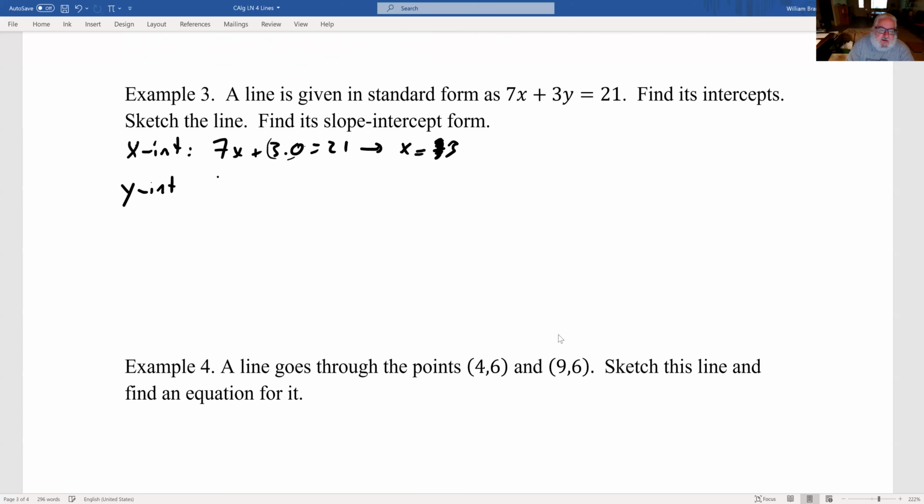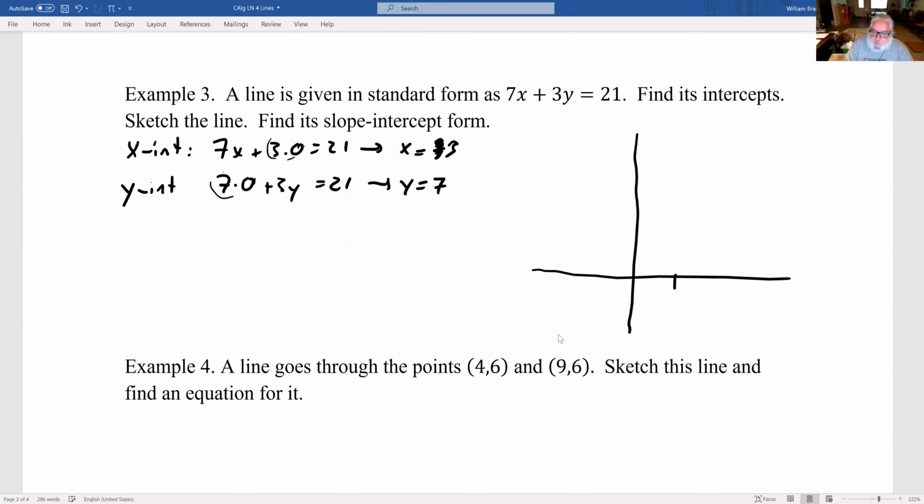Y-intercept, set x equal to 0 and solve for y. So this part is 0, and then 21 divided by 3 gives me 7. So that's the intercepts. Sketch the line. Well, we'll make that 3, we'll make that 7. Again, if you're asked to sketch a line, you're not really being asked to be super precise, but just give us a good feel for it. And there's the equation of the line, the sketch of the line. We know the 2 intercepts, so we can sketch the line.